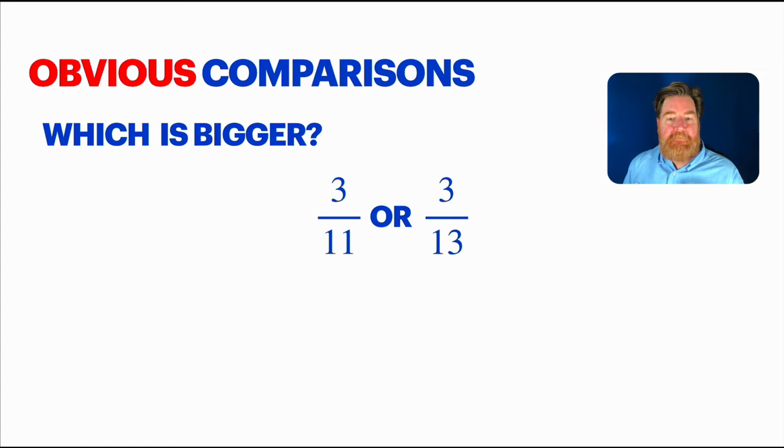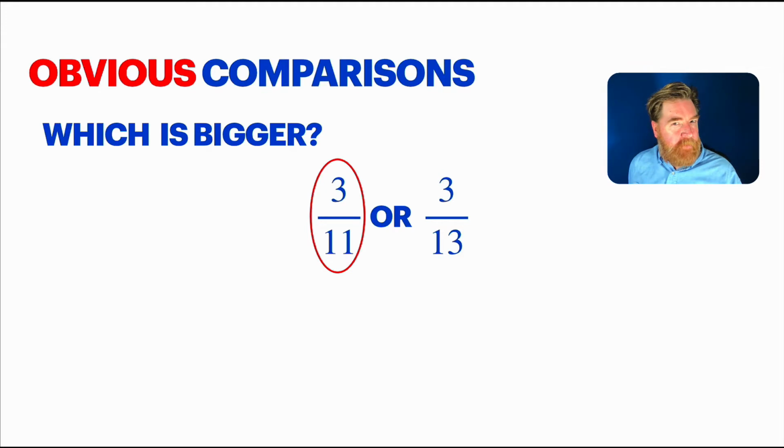Let's compare it with this. What if we had 3/11 versus 3/13? Which is bigger? I want to point out we have 3 of both of the types of pieces, right? 3/11 and 3/13. So what it really comes down to is how big are the pieces? What's the bigger piece? And again, just think back to those fraction bars. 13ths have to be smaller than 11ths. So 3/11 will be the bigger fraction.